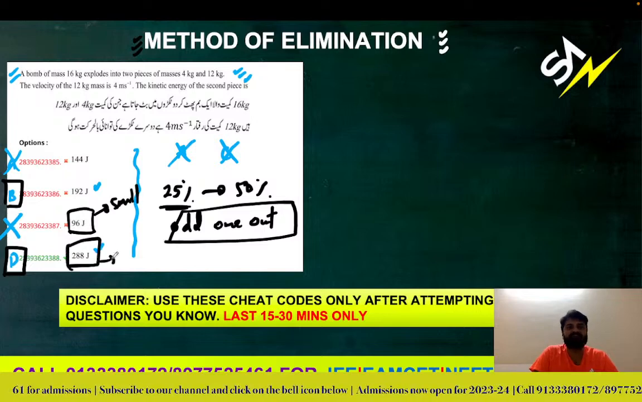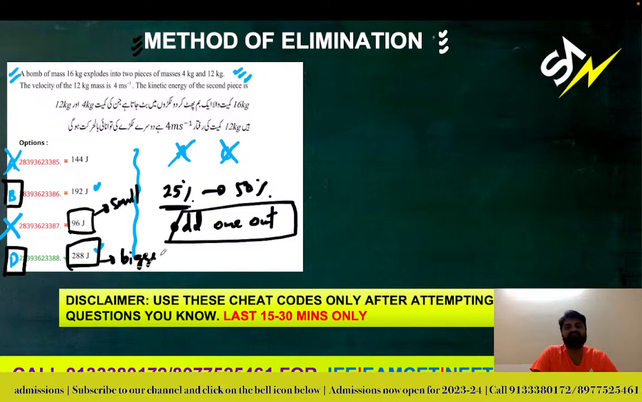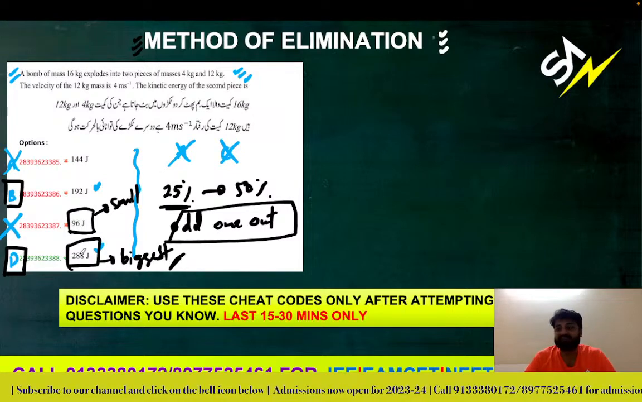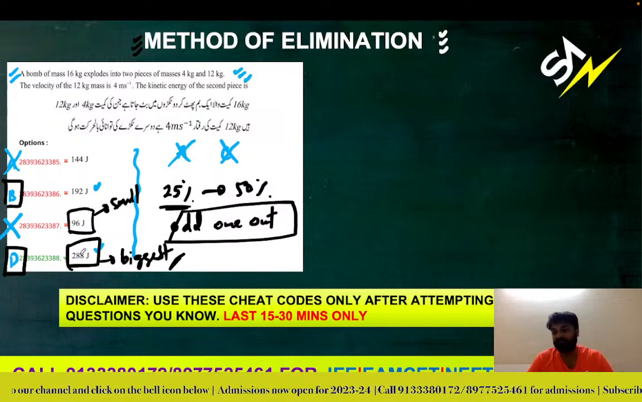288 is the biggest answer. 98 is the smallest, 288 is the biggest. 96 is the smallest value, the biggest value is 288.